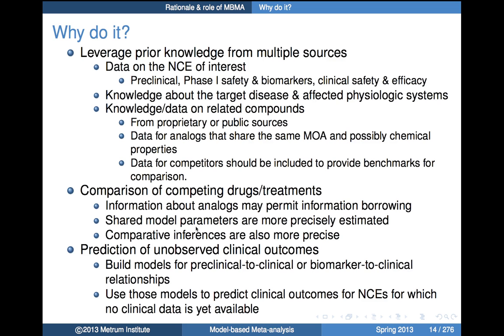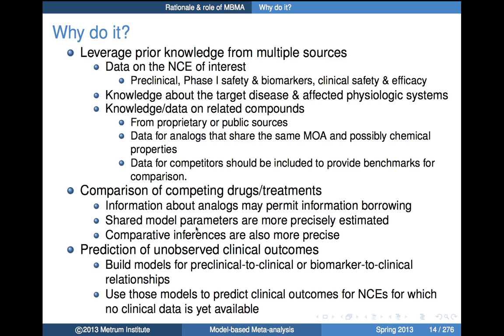Continuing on here, part of the idea again is you want to leverage prior knowledge from multiple sources. Those may be multiple sources of the same kind, or maybe of heterogeneous types. You may want to draw on data for your new chemical entity of interest that may come from preclinical sources, maybe phase 1 safety and biomarkers, as well as clinical safety and efficacy studies. You may also draw on information about the target disease and affected physiologic systems that go outside the clinical trial context.